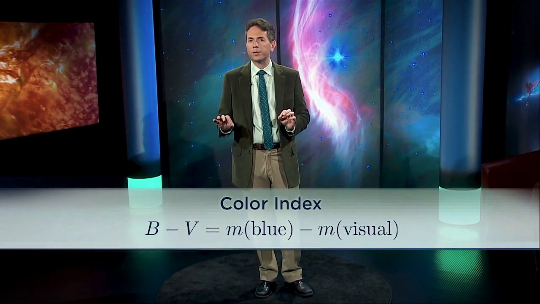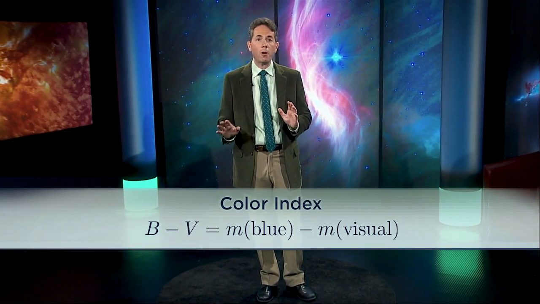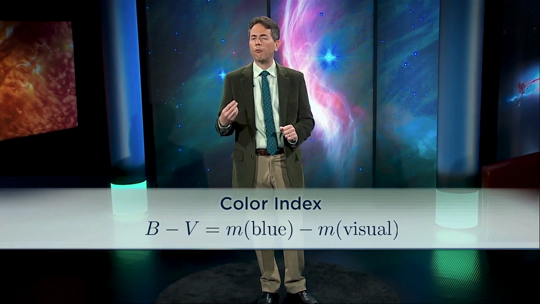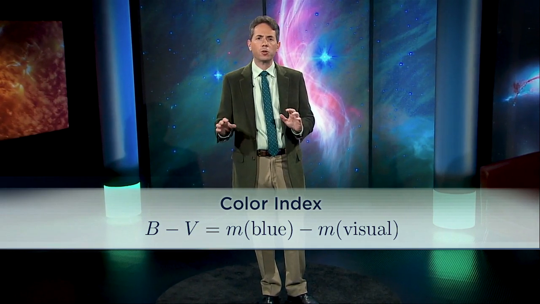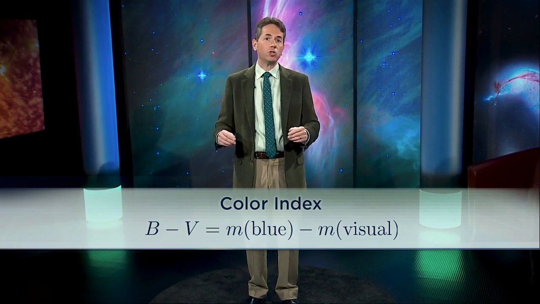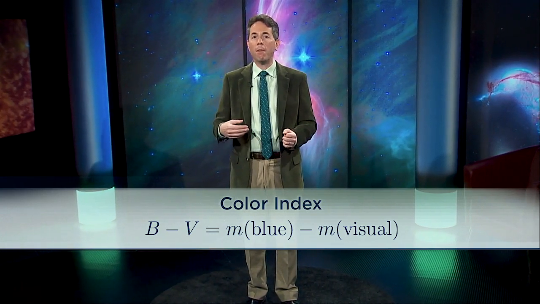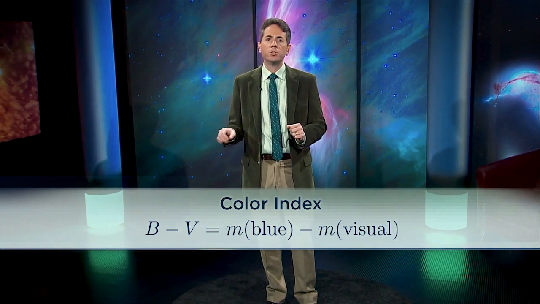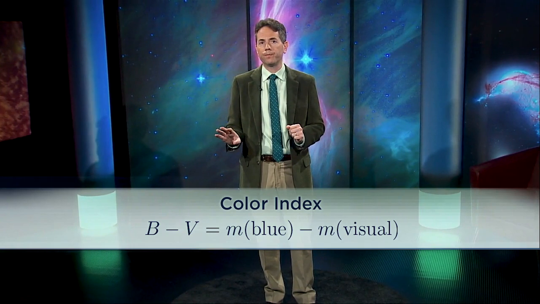And a color index is the difference between two apparent magnitudes measured through different filters. So it's a logarithmic scale for a flux ratio. For example, the B minus V color index is the apparent magnitude measured through a standard blue filter minus the apparent magnitude measured through a so-called visual filter, which is centered in the middle of the visible range. And since it's all referenced to Vega, the color index of Vega is 0. For the Sun, B minus V happens to be 0.66.